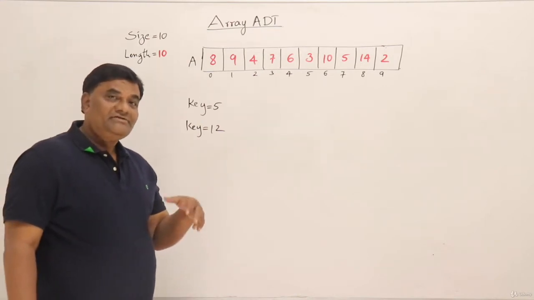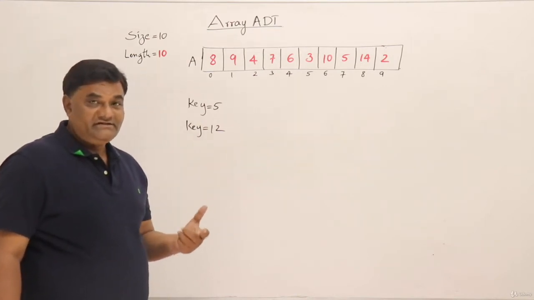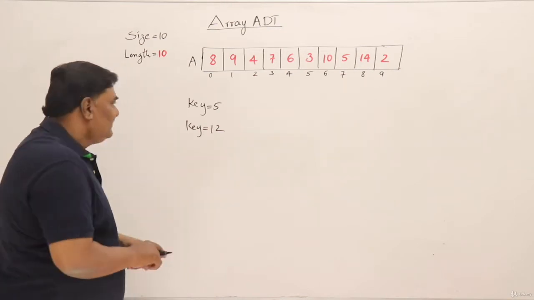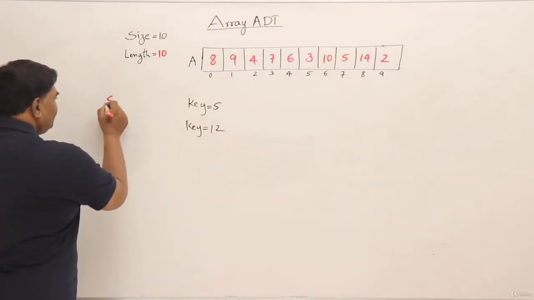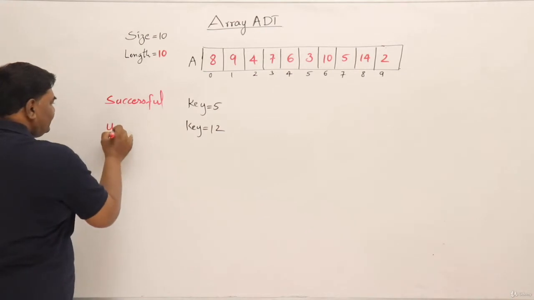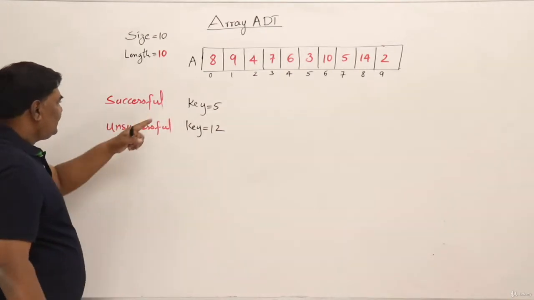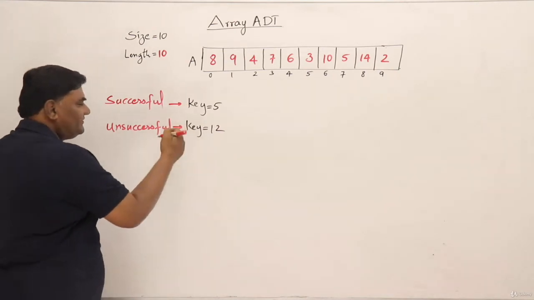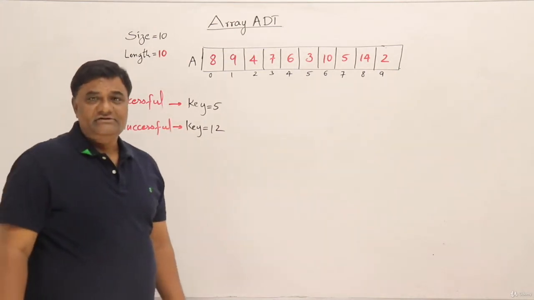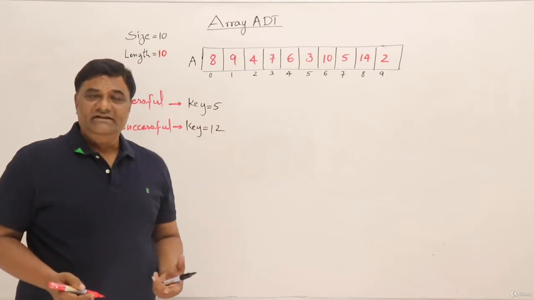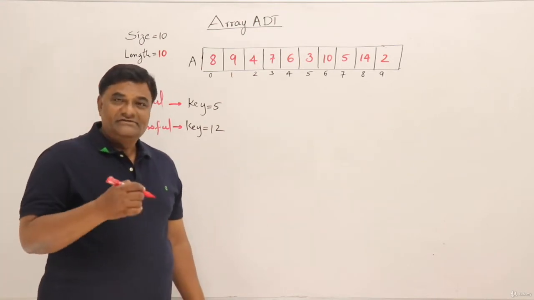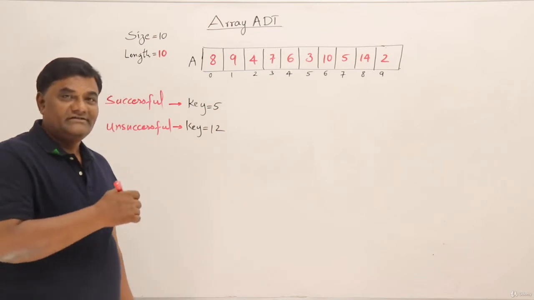So if the key element is found, we say the search is successful. If it is not found, then we say it is unsuccessful. So this is successful. This is unsuccessful. So the key element is found, this search was successful. The key element is not found, so this search was unsuccessful. So when you are searching, you have to take care of both the things, whether the element is found or not found. Now let us write a pseudocode for performing linear search.